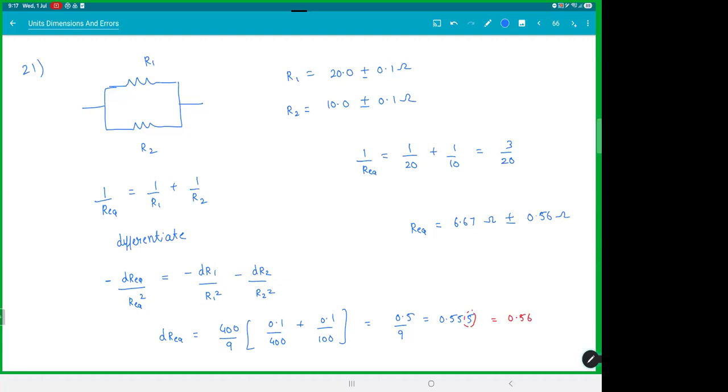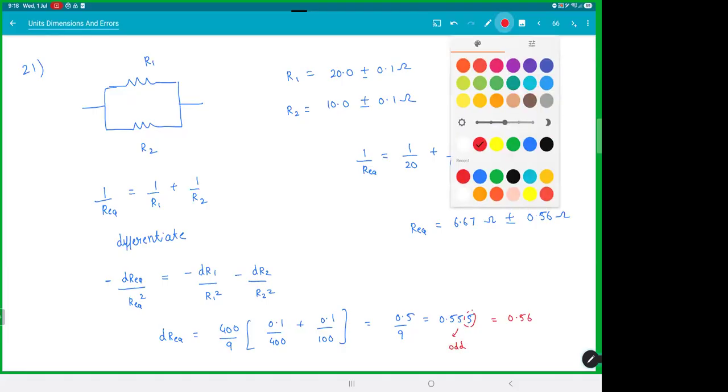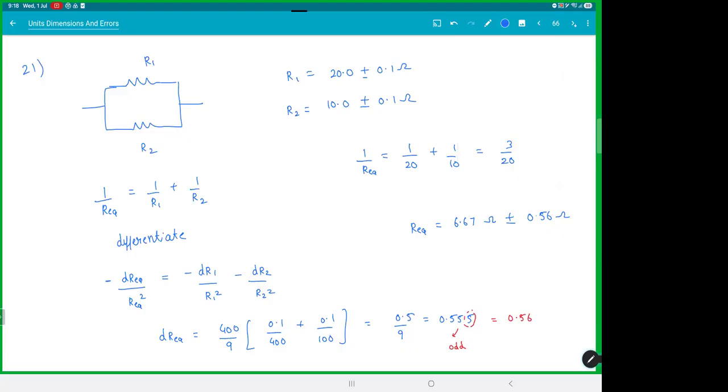Clear with this? Hope you remember rounding off, right? If you have a 5 and the number before is odd, you increase it by 1. That would be the final answer. All clear with the stuff?